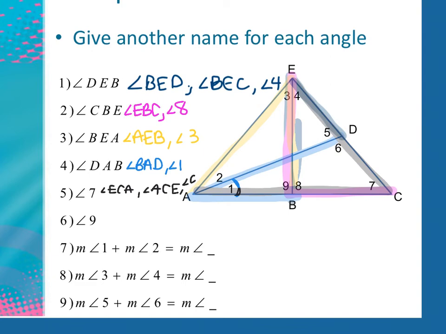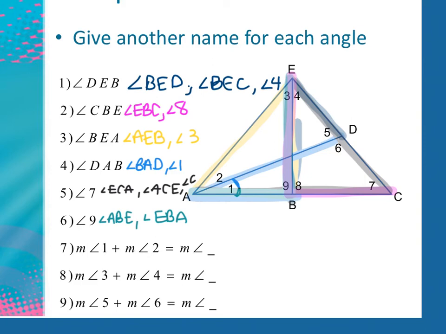Next one is 9. So 9 is here. Okay, what can I call 9? ABE. Reverse those letters. EBA. You cannot use B because B is shared by angle 9 and angle 8.